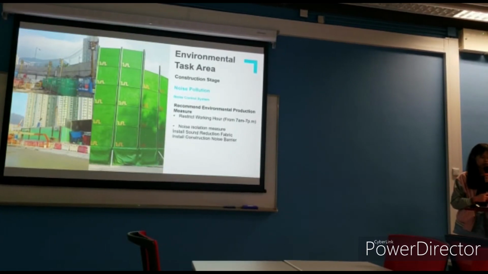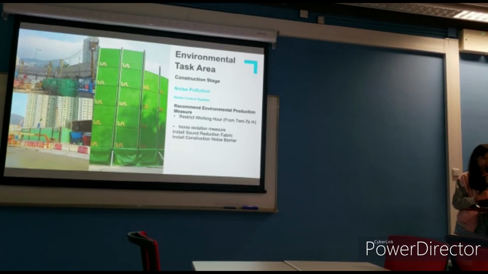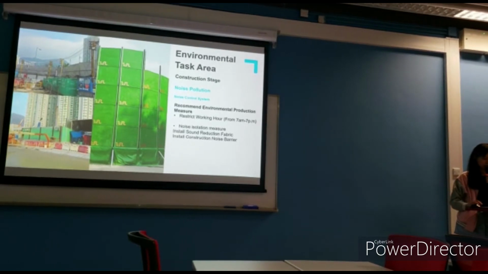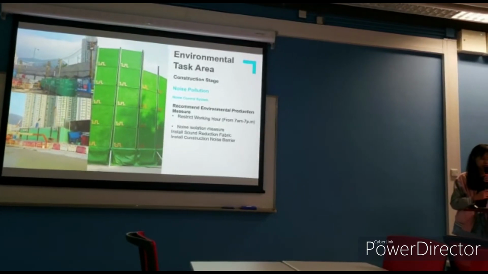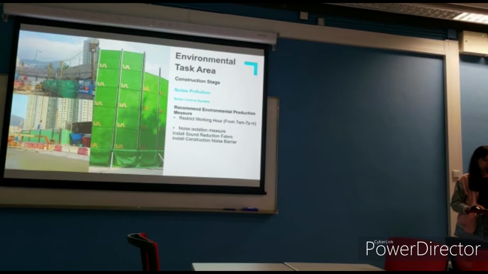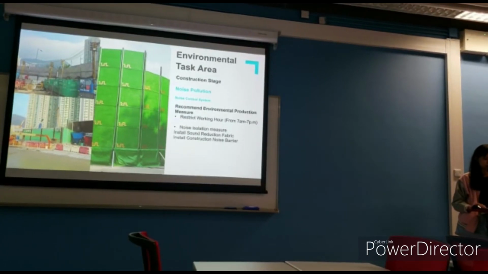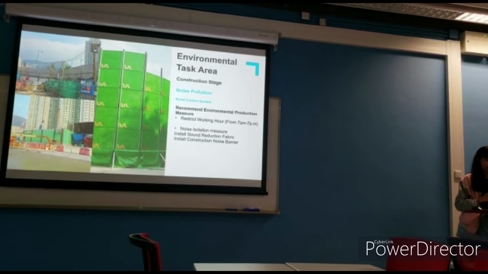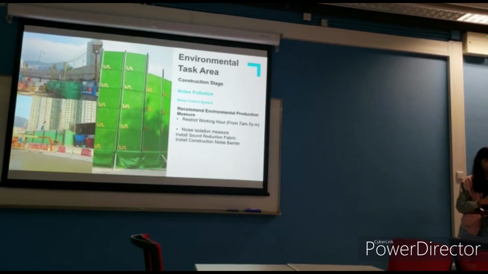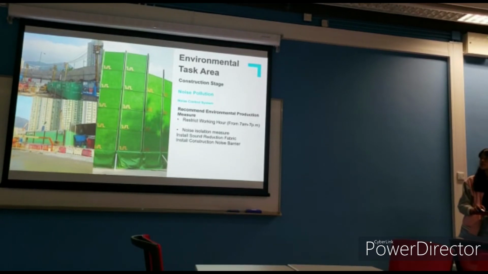Another pollution problem will be noise, and because noise will be produced during the construction, it is recommended to carry out mitigation measures to reduce the noise level produced during the construction. The measures will include installing a shock reduction fabric around the site. Also, we can choose to install a temporary construction noise barrier around the site.